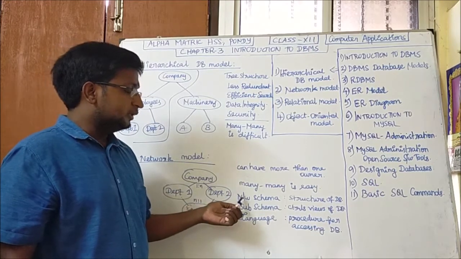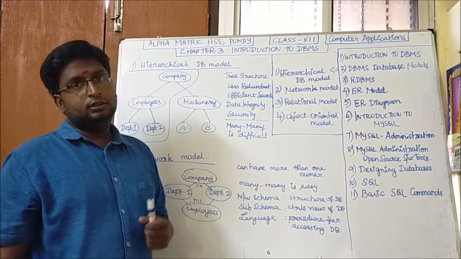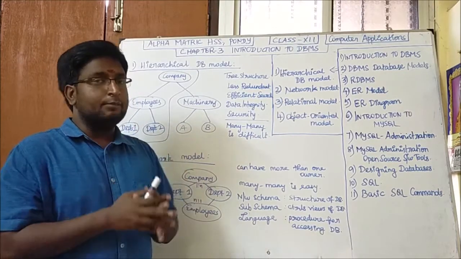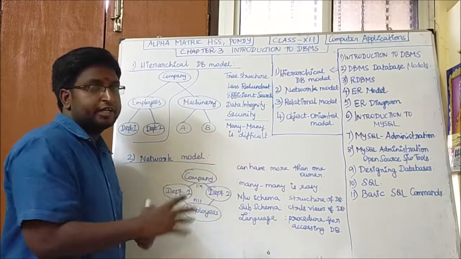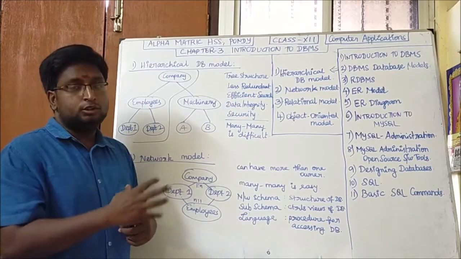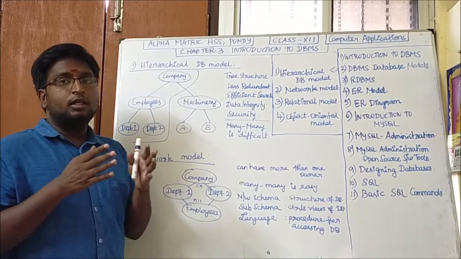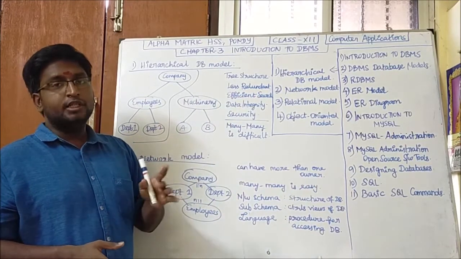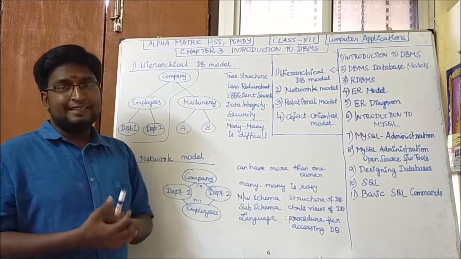What are they? The first one is the network schema. Network schema is nothing but it shows the structure of the database, how the network is to be defined, how the data is to be traversed from start to end. So how the network gets easy access to the data.